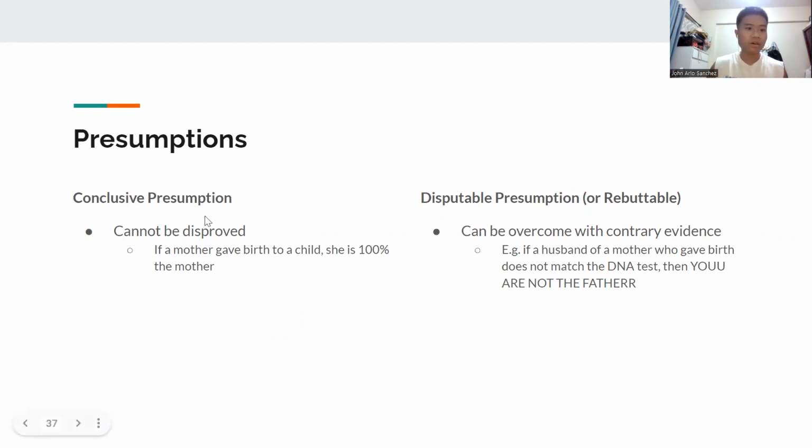An example of a conclusive presumption is if a mother gave birth to a child, then she is 100% the mother because she gave birth to the child. Biologically, they're blood related. Now, another one: if the husband of a mother who gave birth does not match the DNA test, then it's possible that the husband is not the father. It could be another man.